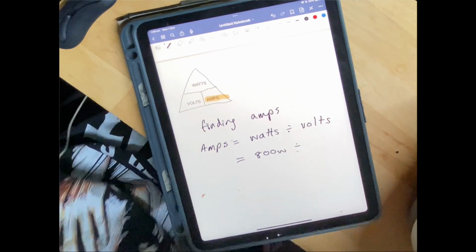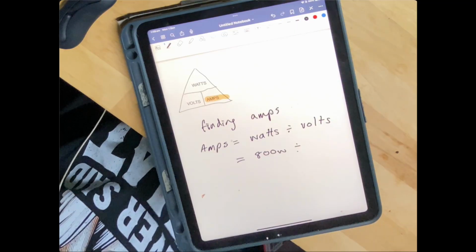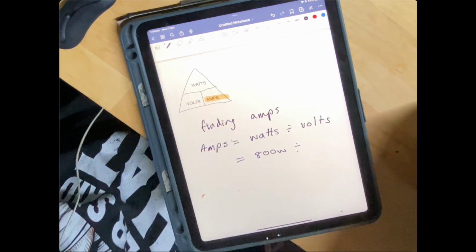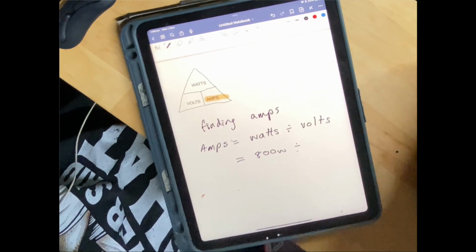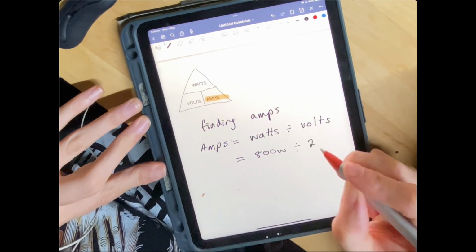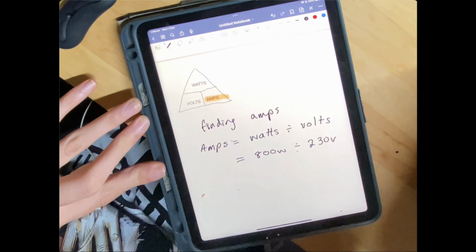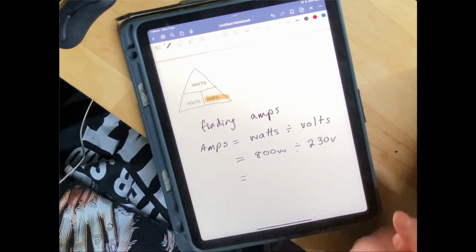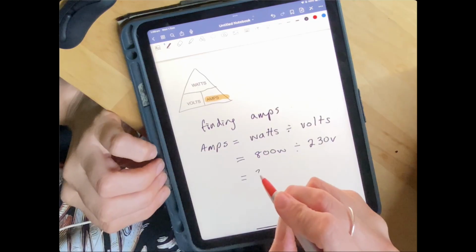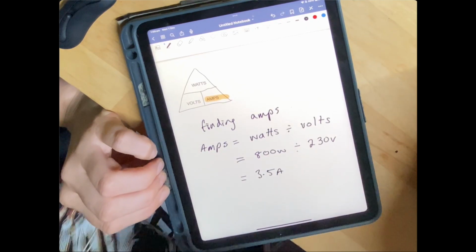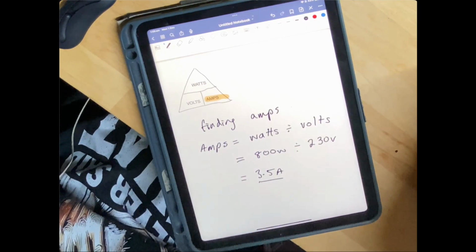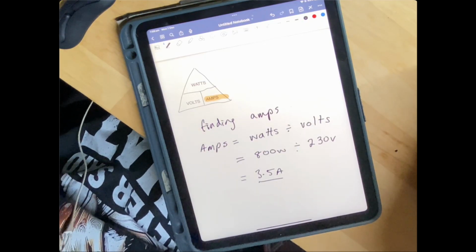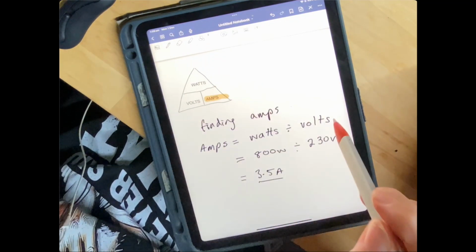Now, volts, this toaster actually operates anywhere between 220 and 240 volts. We're just going to go smack bang in the middle, 230 volts. Okay, 800 watts divided by 230 volts will give us 3.5 amps. How easy is that? But there's something I want to bring to your attention with this.